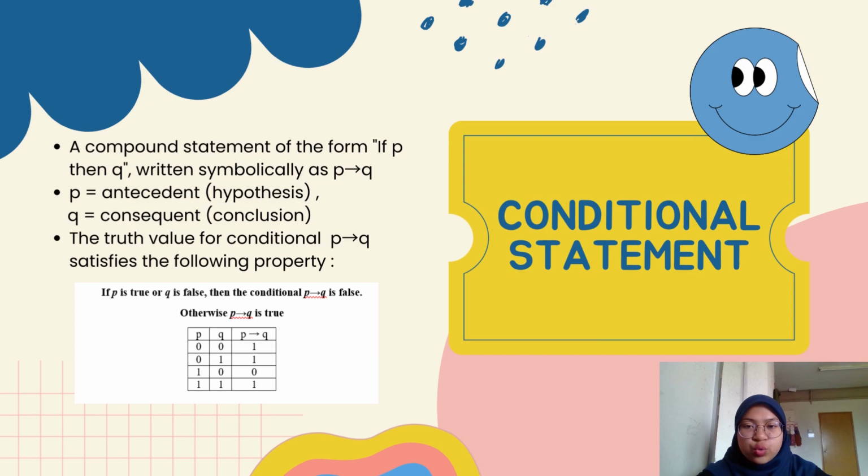For conditional statement, a compound statement of the form if P then Q, we write it symbolically as P arrow Q. P is the antecedent, which is the hypothesis, and Q is the consequent, which is the conclusion. The truth value for conditional if P then Q satisfies the following property. If P is true and Q is false, then the conditional if P then Q is false. Otherwise, if P then Q is true. We need to make a truth table: P 0011, Q 0101, if P then Q 1101.